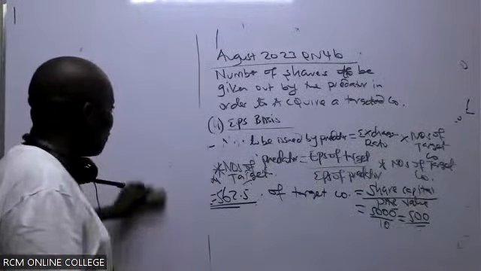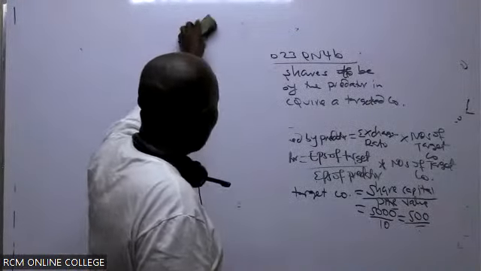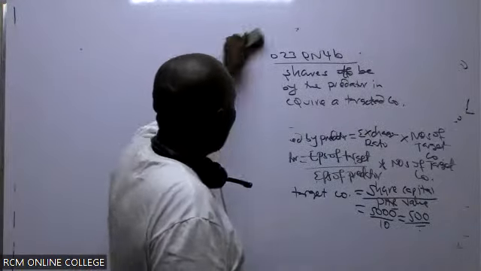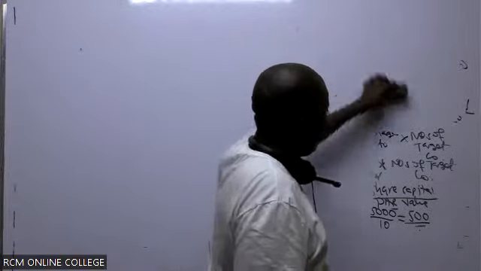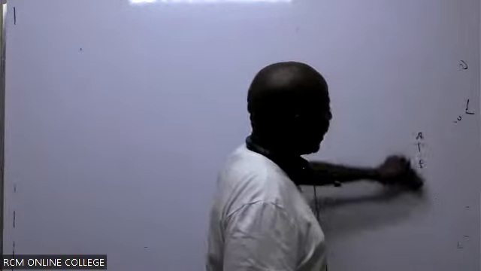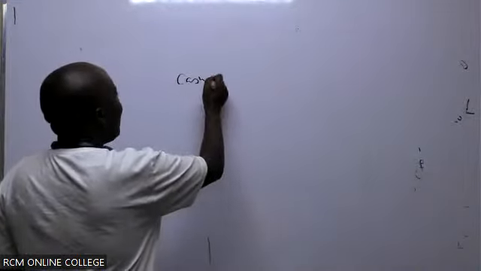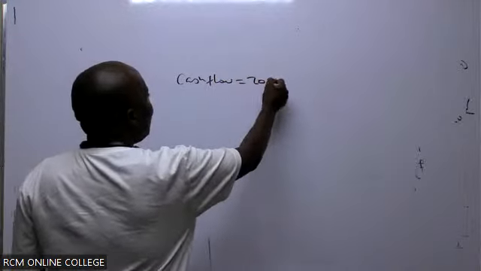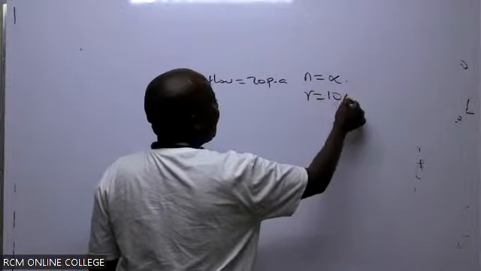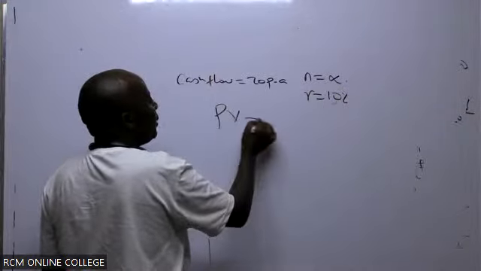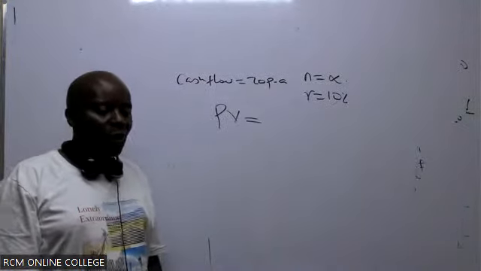Let me start by asking you a question. If, ladies and gentlemen, you are in a situation where somebody promises you Kenya shillings 10 million every year, indefinitely. So you're given here a cash flow of 20 per annum, N is indefinite, and R is 10%. Is there anybody who can give me the present value?